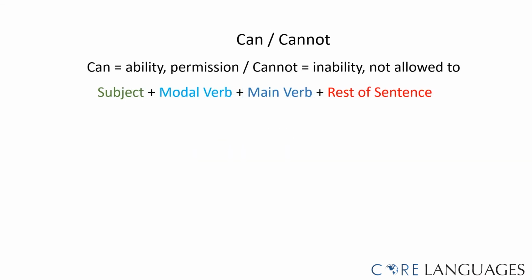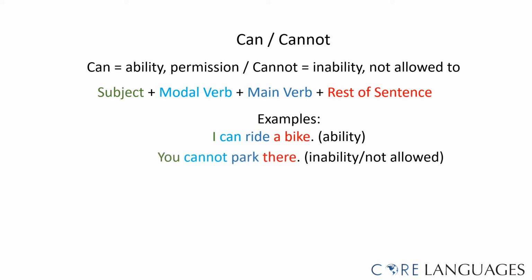The modal verb can is used to express ability or permission. Cannot is used to express the inability or when someone is not allowed to do something. For example, I can ride a bike. This sentence expresses ability. You cannot park there. This sentence expresses inability or the fact that you are not allowed to park there.